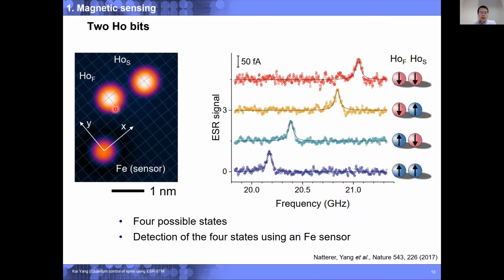And we can then use a voltage pulse applied on the holmium atoms to switch between the 4 possible magnetic states of this 2-bit system. We can then use an iron sensor nearby to distinguish these 4 different states. Because the distance between these 2 atoms is very small, only 1 nanometer, the corresponding data storage density is very high. It's about 1,000 times better than our current hard disk drive.